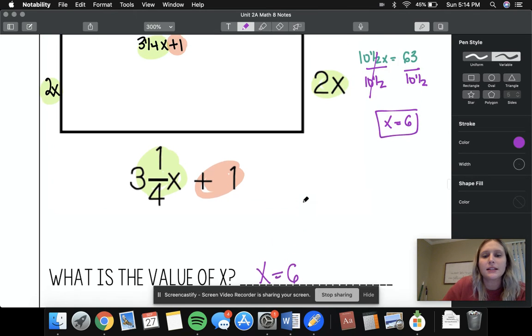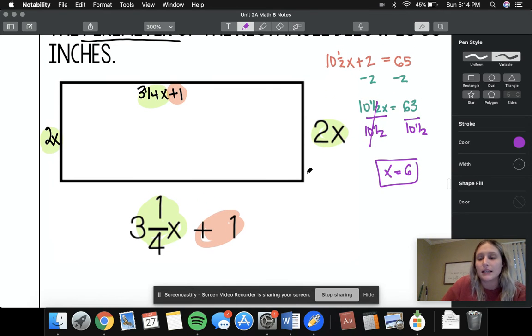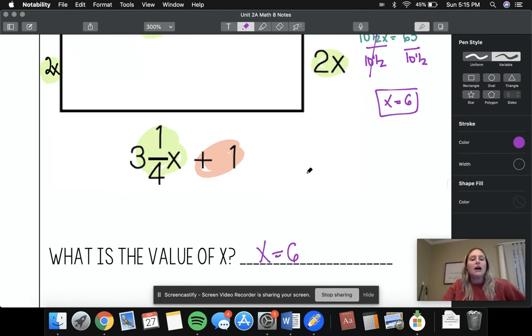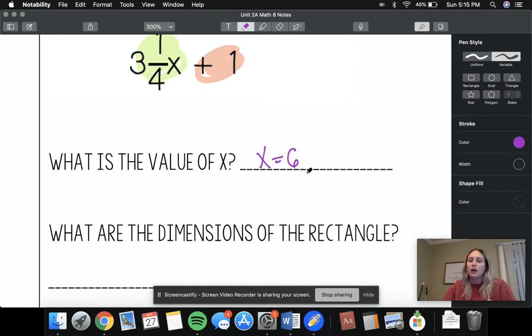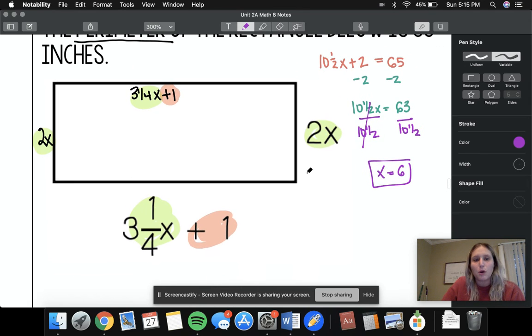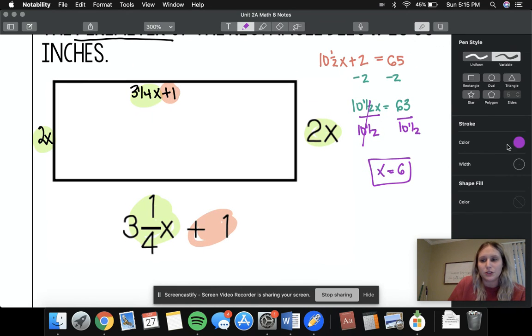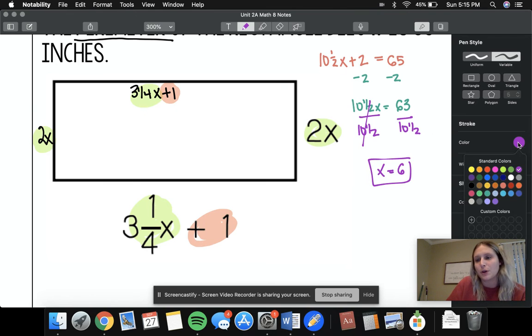Okay. Now that does not mean that each side is equal to 6. We just figured out what this number was. We just figured out that x was 6. So now it says, what are the actual dimensions of this rectangle? So what we're going to do is, we know that the answer is 6. We are going to put 6 into the x right here. We're going to put the x right here and see what we have. So 2x isn't too hard. 2 times 6, which would equal 12.